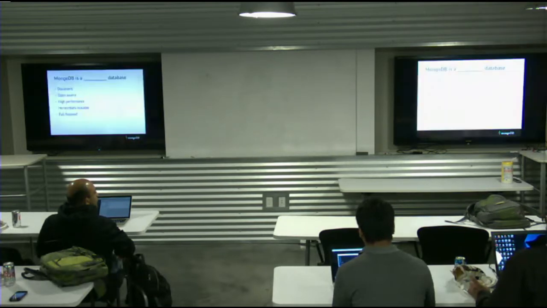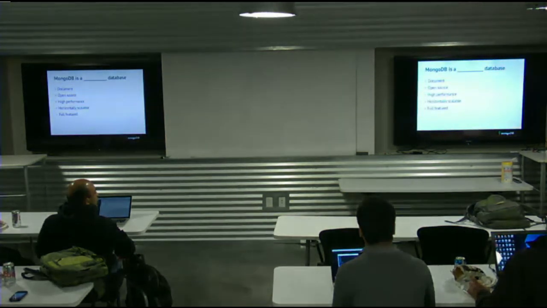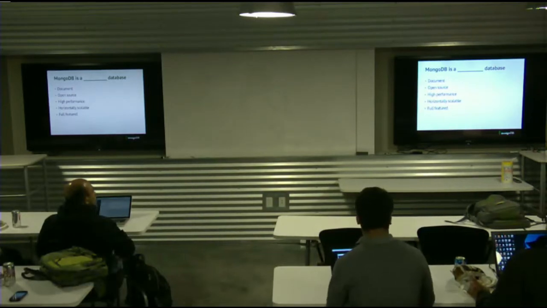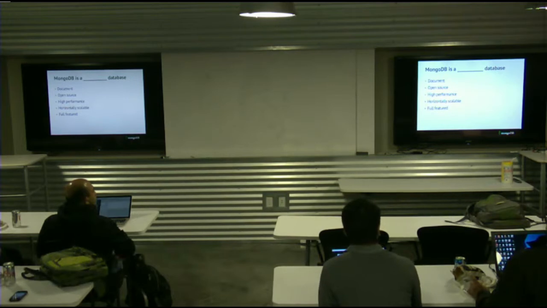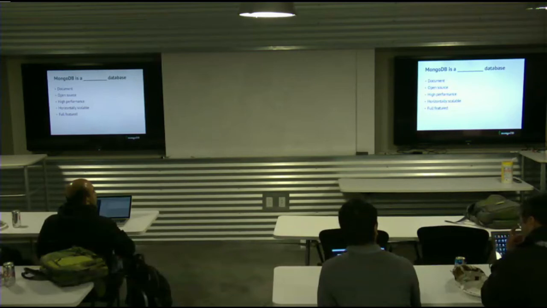So what is MongoDB? MongoDB is a document database at its core. A document isn't like a Word doc, right? We're talking more about JSON objects. So you could sometimes call it an object database, but it's really just a document database. Documents are JSON objects, and it's open source. It was really built to be high performance and horizontally scalable, and also really be full featured.